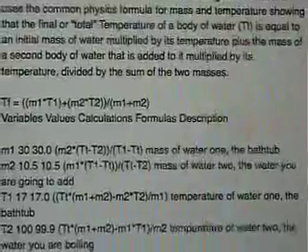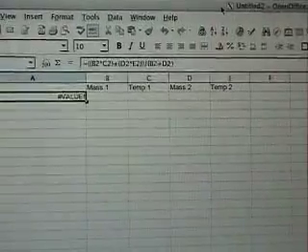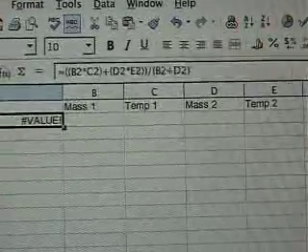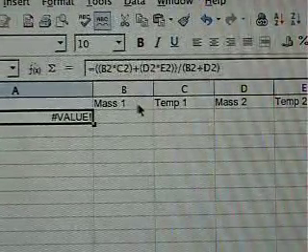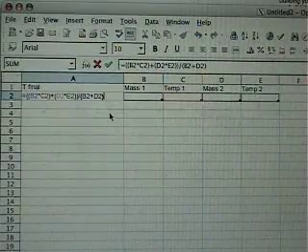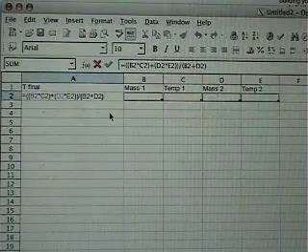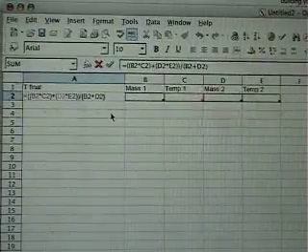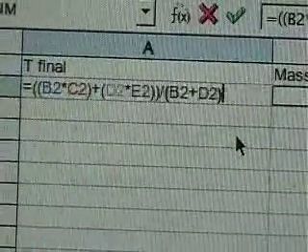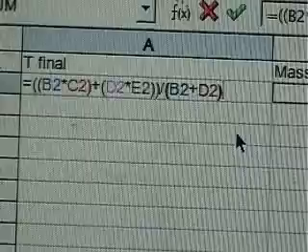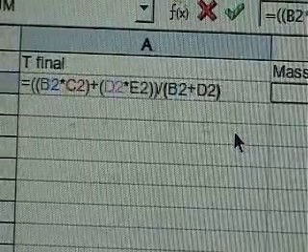And this formula, when put into a Calc spreadsheet, Calc being the OpenOffice version of Excel, looks like this. There's the formula right there that you can type in, where B2 is mass 1. So if we assign cell B2 to the first mass, cell C2 to the first temperature, cell D2 to the second mass, and cell E2 to the second temperature, then the formula goes in as B2 times C2 plus D2 times E2, divided by B2 plus D2, which gives you the final temperature.